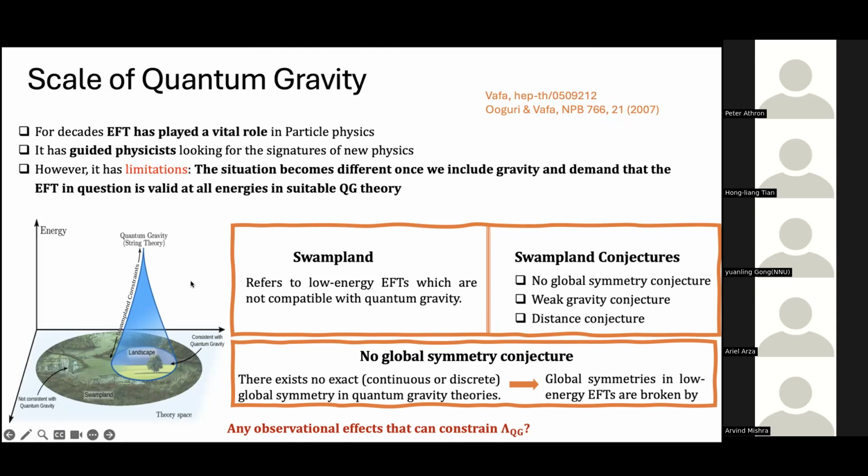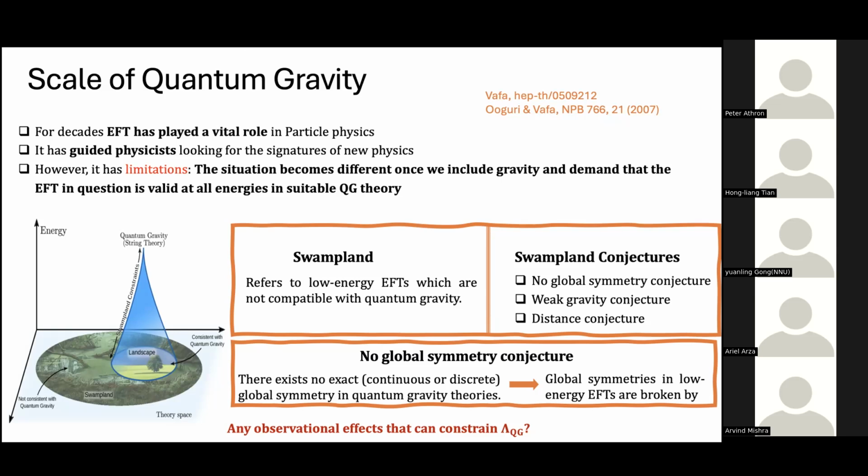The next thing I would like to talk about is the no global symmetry conjecture. It's a bit easier to understand, and it is the most well-known conjecture. It says that we do not have a symmetry, continuous or discrete, which is exact in the theory of quantum gravity. So what does this mean? That if we have a symmetry at low scale, it will definitely be broken at high energies by quantum gravity. So the next question one can ask is, are there any observational effects that can constrain the scale of quantum gravity?